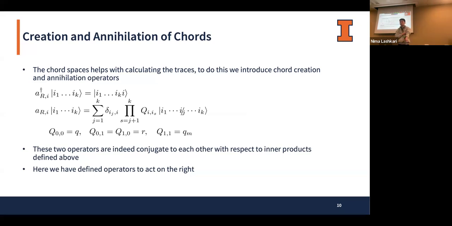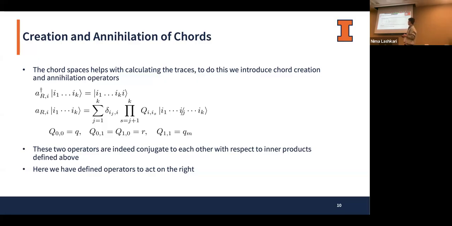So the label i runs over your matrix, the number of matrices. Yes, of course you can have an arbitrary number of matter operators, but that makes no significant difference. So I will just stick to the case where you have two different kinds of chords, and you can show, very astonishingly, that with respect to the inner product we defined on the last page, these two operators are actually conjugates to each other.